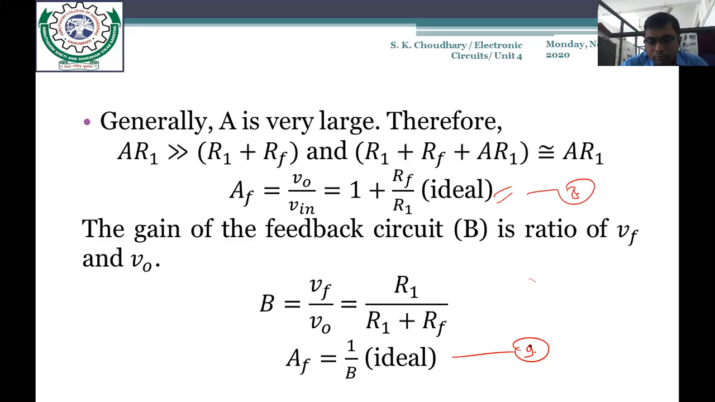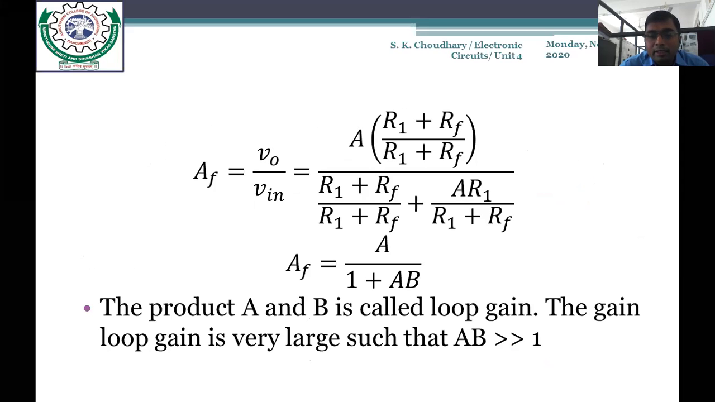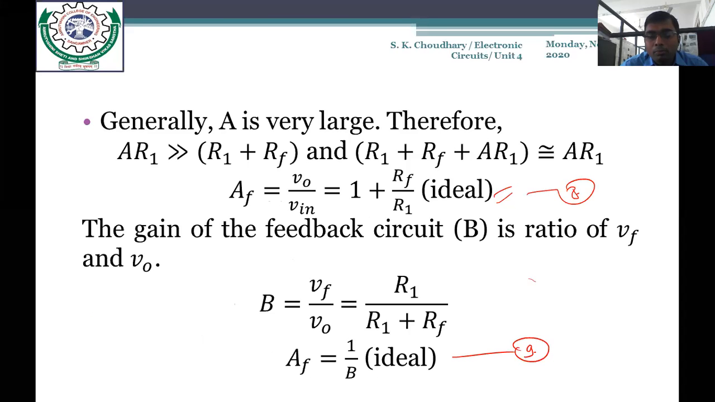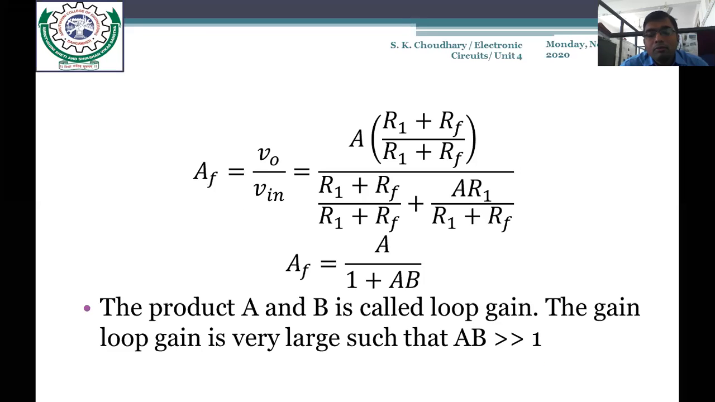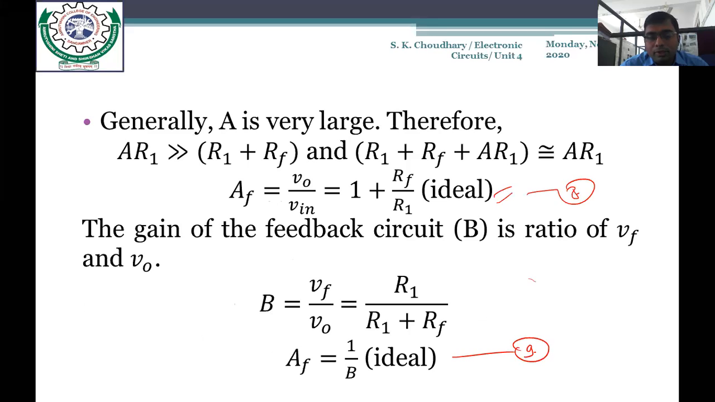Ideally, you can see here the closed loop gain of the voltage series amplifier becomes independent of the open loop gain and the other circuit parameters. It would only depend upon the feedback circuit gain. Okay, so in this way we correlate the closed loop gain.